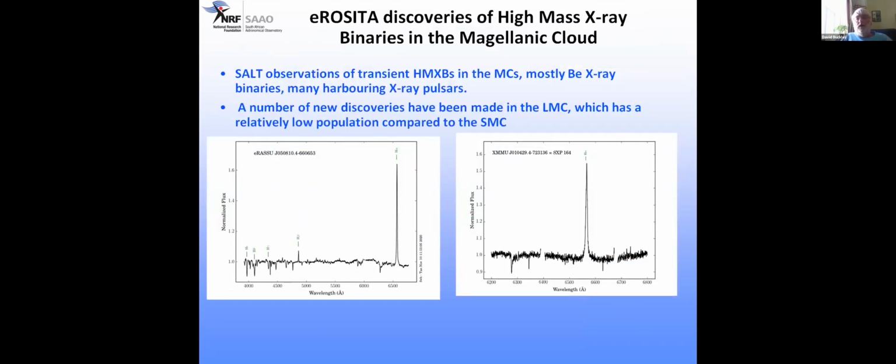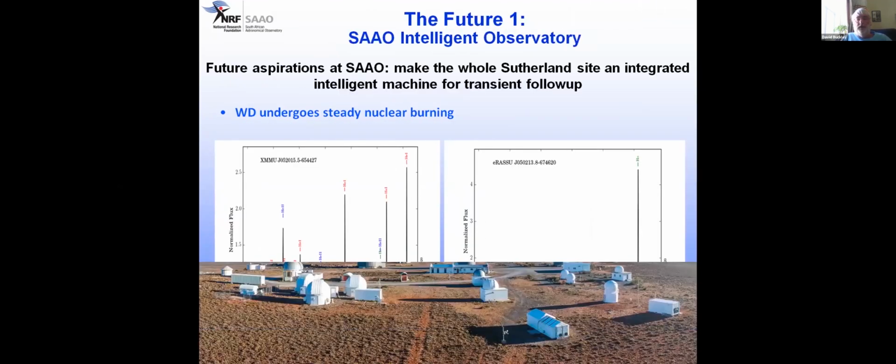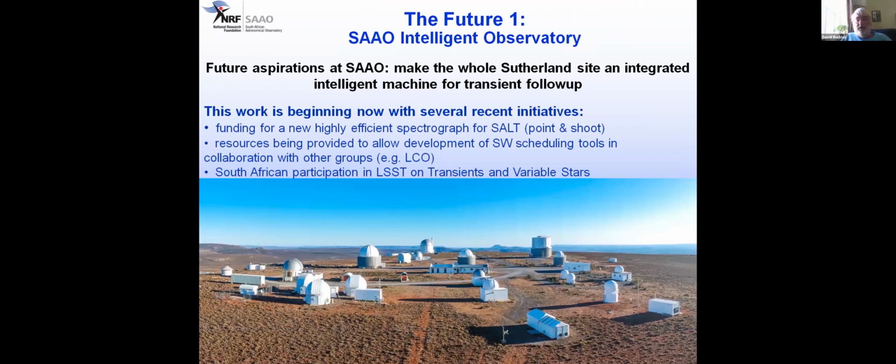And then finally, with eROSITA, we've also been observing new discoveries in the Magellanic Clouds. This is work that the BE X-ray binary people working in the program, for example, Itu Monaghan, Vanessa McBride, Lee Townsend, have all been working together with some of our UK colleagues on new discoveries of BE X-ray binaries. And these are just some examples. I'm going to skip on and move to the last part of my talk, which is the future.